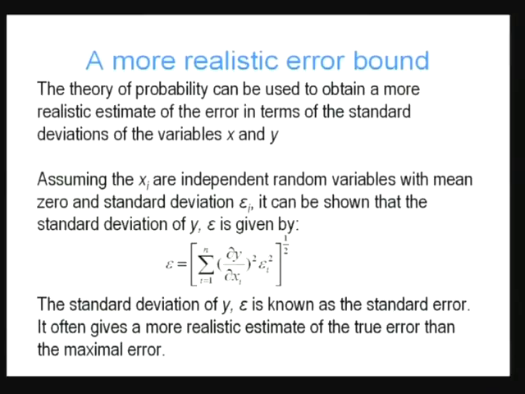If we assume that, it can be shown that the standard deviation in the dependent variable y is given by the square root of the summation of the partial derivatives of y with respect to xi squared times the standard deviation squared. That is epsilon, which is my standard deviation in y, and this standard deviation is known as the standard error. It often gives a more realistic estimate of the true error than the maximal error, because it gives a narrower bound.